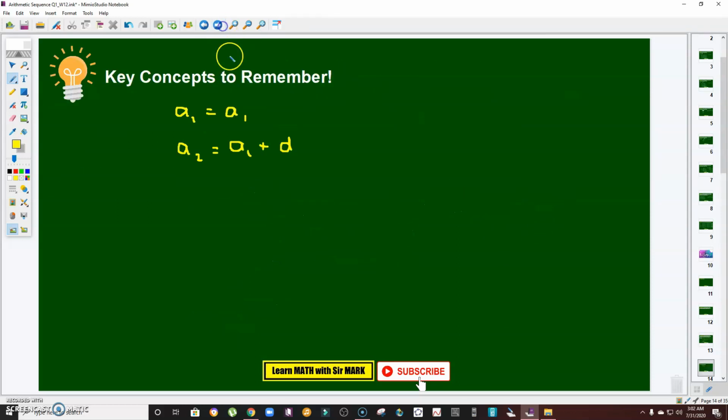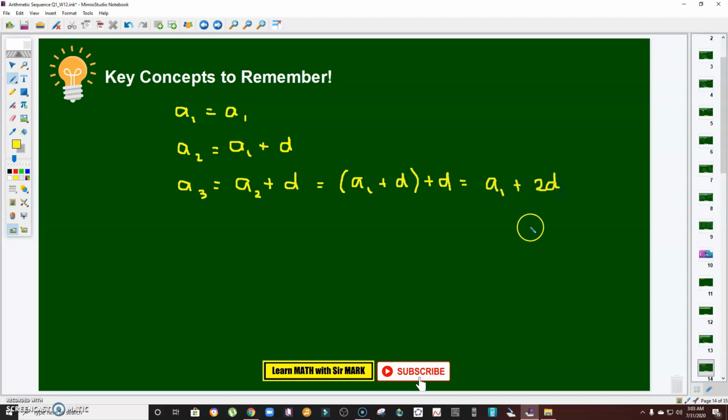So therefore, like I said, a sub 2 is just the first term plus the common difference. Now, for the third term, that is a sub 2, the previous number, plus the common difference. But we know a sub 2 is actually a sub 1 plus d. So a sub 1 plus d plus d. And combining like terms, we're going to have a sub 1 plus 2d.